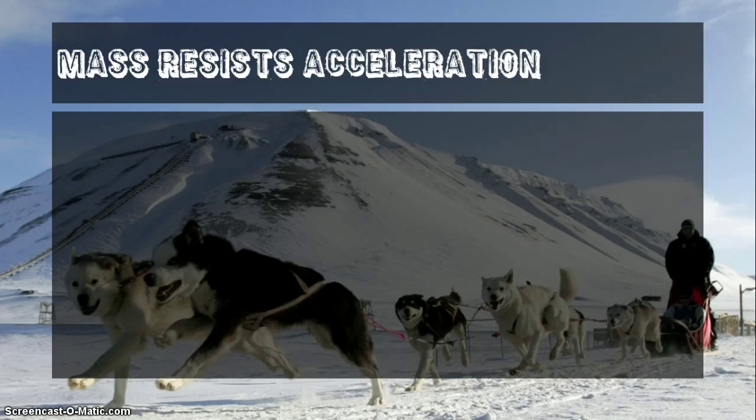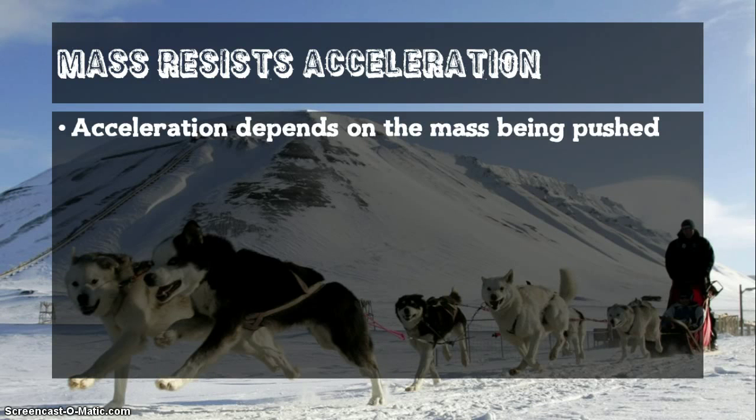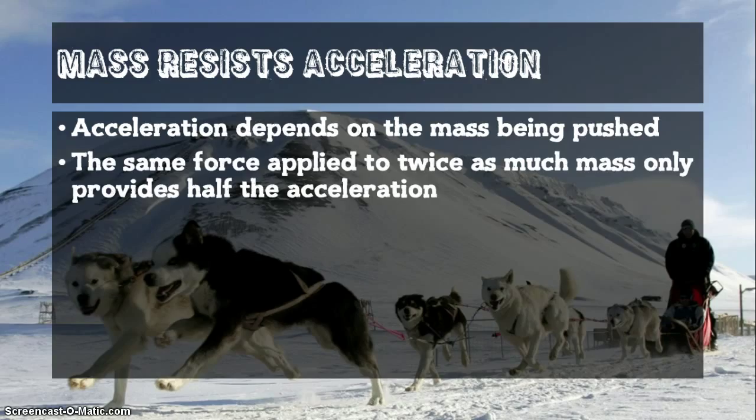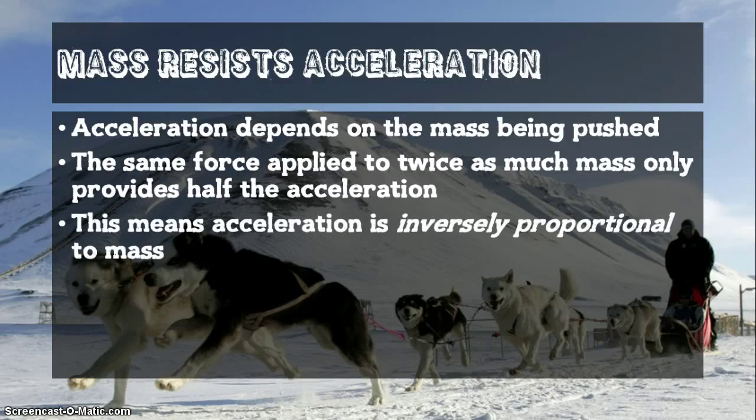Now the second thing we want to look at: we know that force affects the acceleration, and now we want to see how mass affects acceleration. Force enhances acceleration, but mass resists acceleration. It opposes it. So again, acceleration depends on the mass being pushed. If I apply the same force to something with twice as much mass, I'm only going to get half the acceleration. If I apply the same force to something with 3 times as much mass, I'm going to get 1/3 the acceleration.